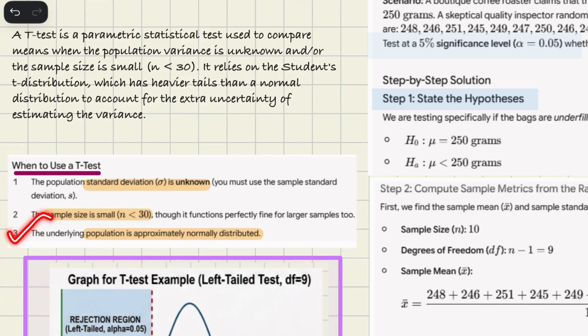And then the underlying population should be normally distributed. So this is another criterion in which we use the t-test.